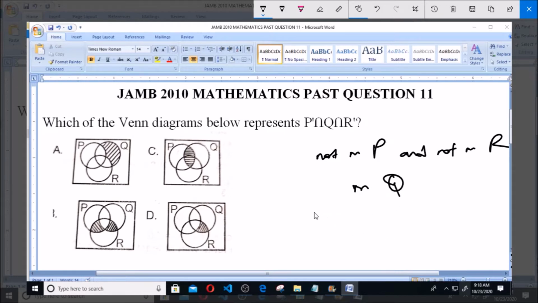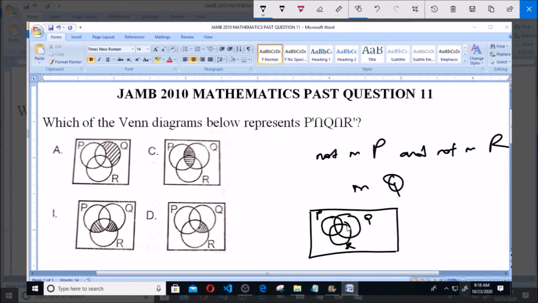Now, looking at this, representing this in a Venn diagram, we'll have something like this. Let's assume this is P, this is Q, and this is R. So we have P, Q, R. Now, the question says P prime, that is that which is not in P. This is the entire P, so therefore, nothing must be in this P. That is, this P entirely must not be shaded, and also not in R. This is R here, meaning that the entire R must not be shaded, but in Q simply means that part of Q is part of it.